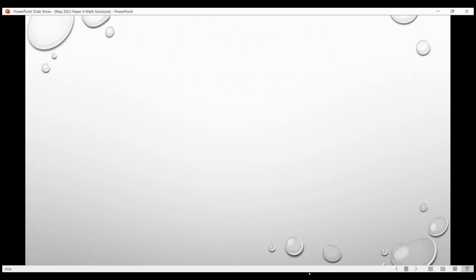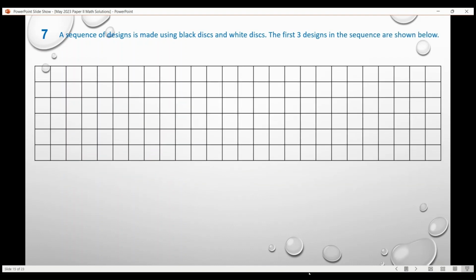Let's now go on to the next question, number 7, which is the patterns question, or the investigation question. A sequence of designs is made using black discs and white discs. The first 3 designs in the sequence are shown below. And what I'm going to do is bring them up one at a time and see if we can recognize what pattern is being extracted.